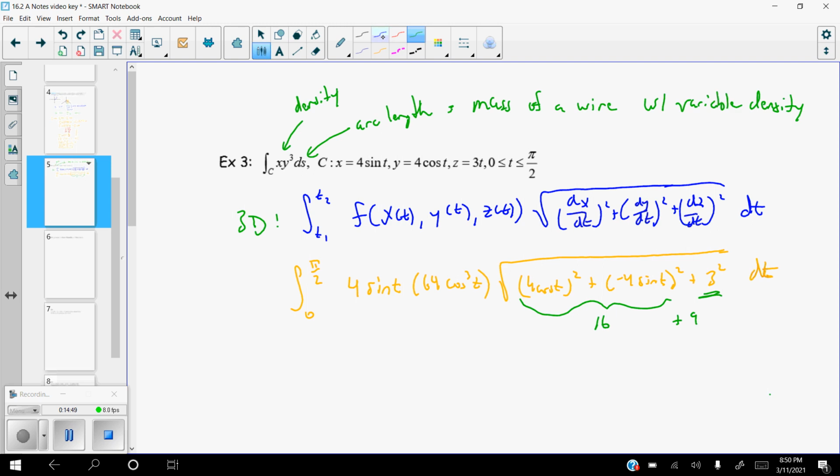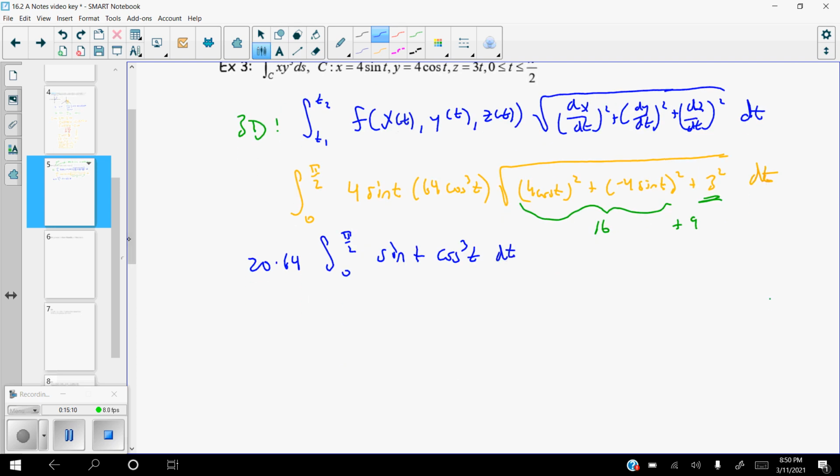So really, I'm going to get 5 times 4, which is 20, times 64. I'll figure that out in a second. Integral 0 to pi halves of sine t cosine cubed t dt. All right, so let me go ahead and work this one out. 20 times 64 is going to be, let's see, 10 times 64 is 640. If I double that, it's going to be 1280. So I'm pretty sure I get 1280 out of that, unless I made a silly mistake.